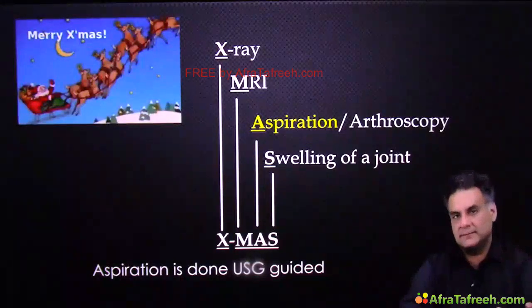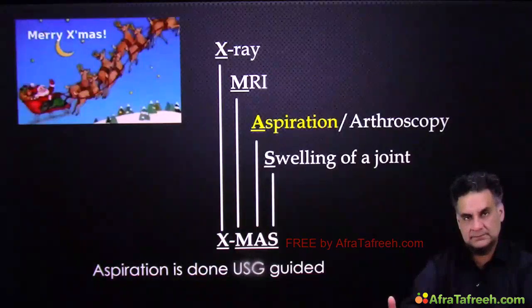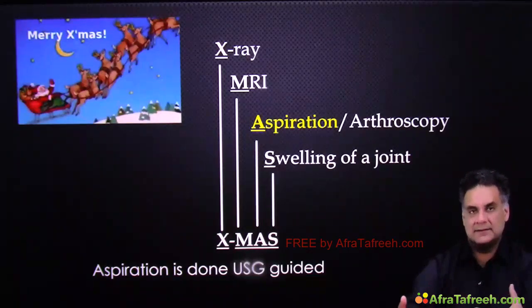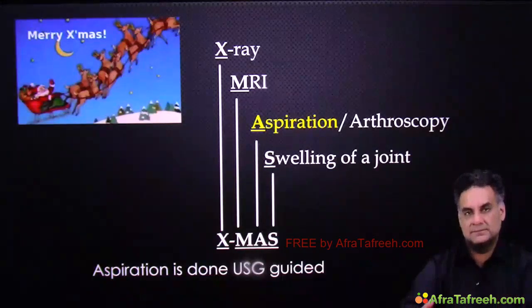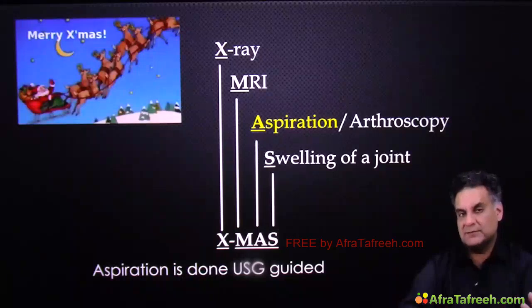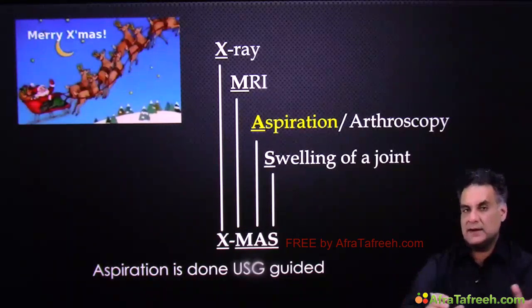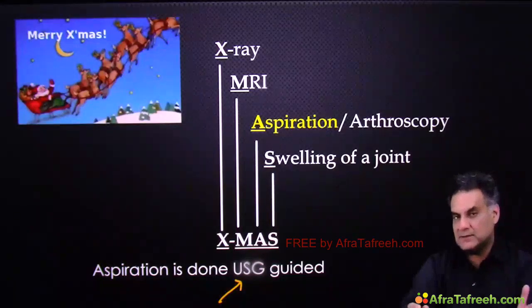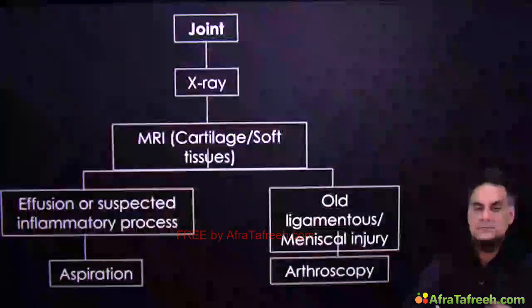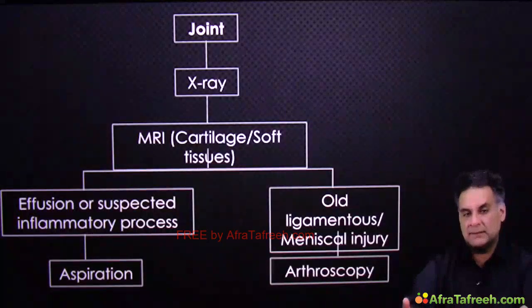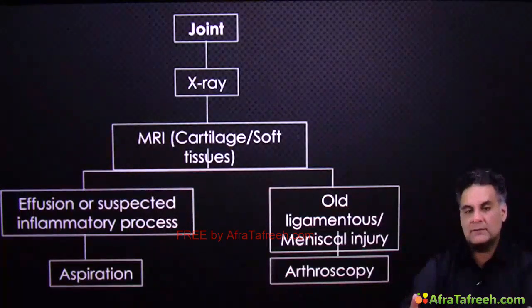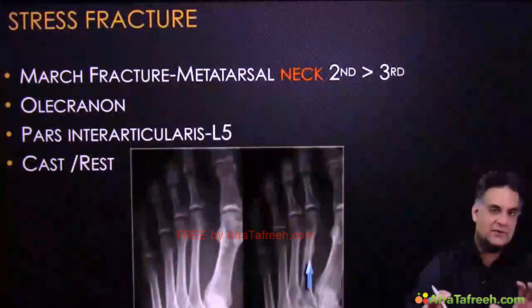When you have a joint swelling, the largest joint, the knee joint, get an X-ray, do an MRI, aspirate if there is an effusion. If you think it's infection, whatever aspirate is there, evaluate it, culture it. And if it's a traumatic situation, do an arthroscopy. Whatever aspiration you do, it's always done under ultrasonography. So aspiration is ultrasound guided. So joint swellings, do an X-ray, MRI, effusion, aspiration, which should be by ultrasound, or trauma, arthroscopy. Stress fractures, we spoke about it.